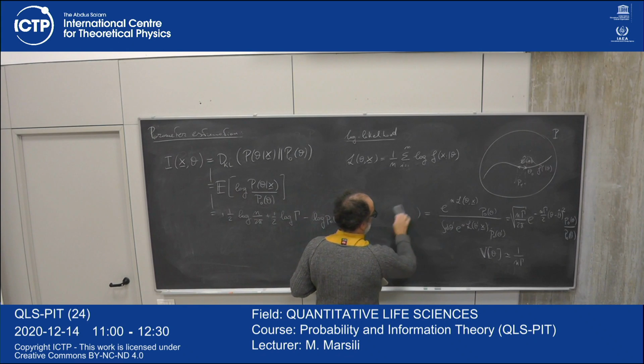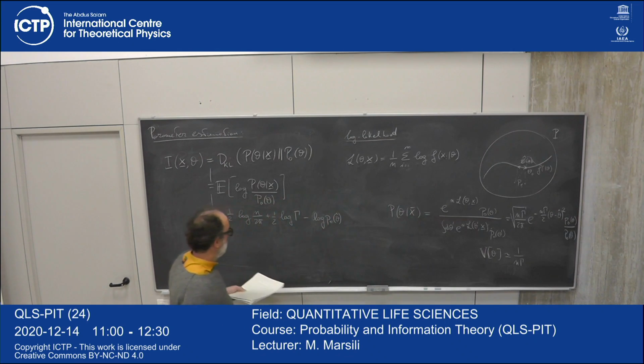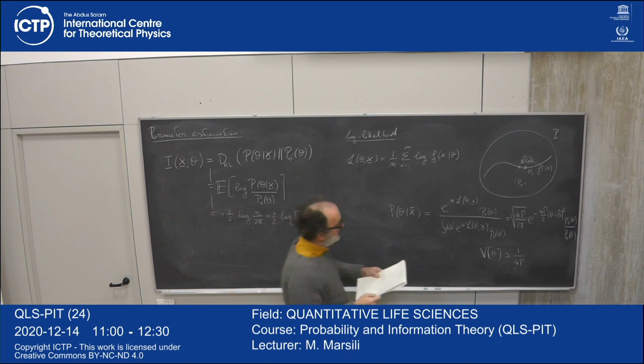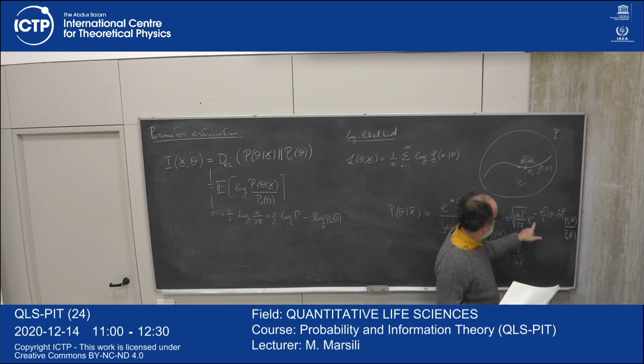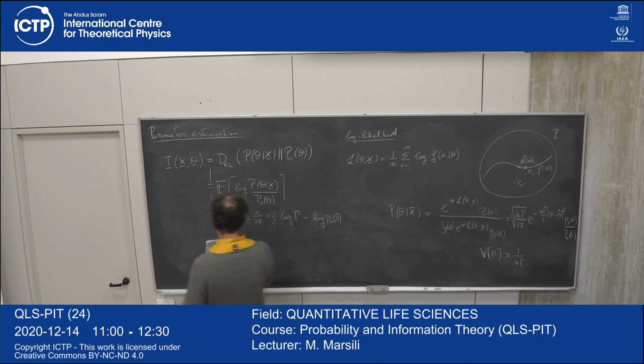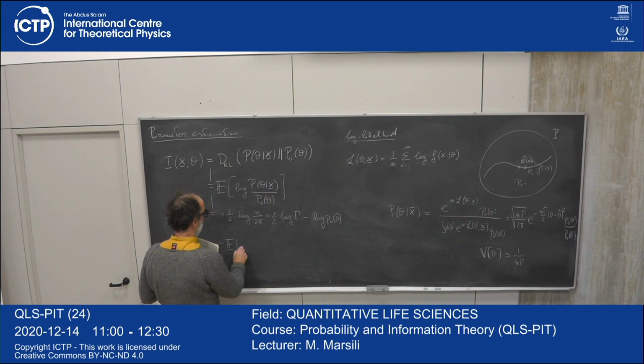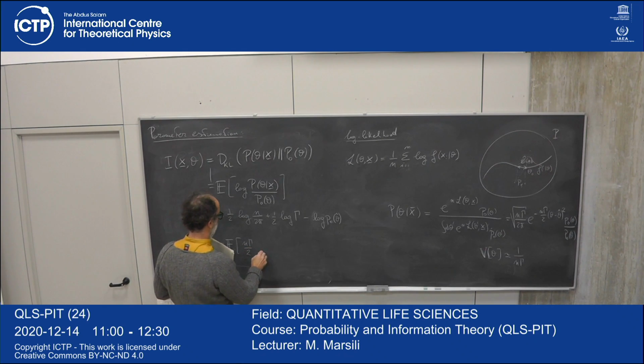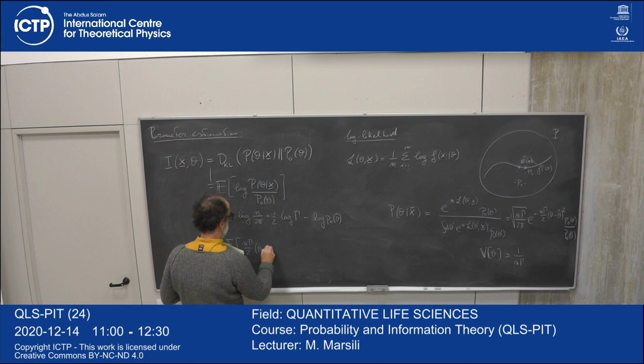And then, sorry, this is P of theta x bar. And then I have the expected value minus the expected value of the log of e to the minus this, which is minus the expected value of n gamma over 2 times theta minus theta hat squared. Okay.